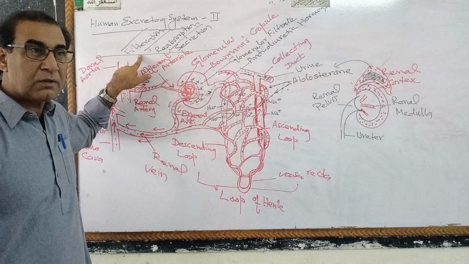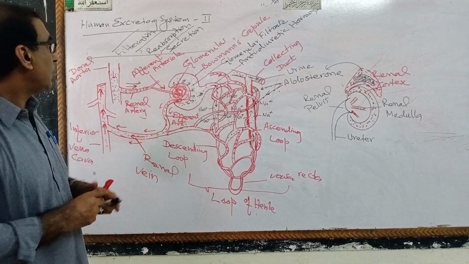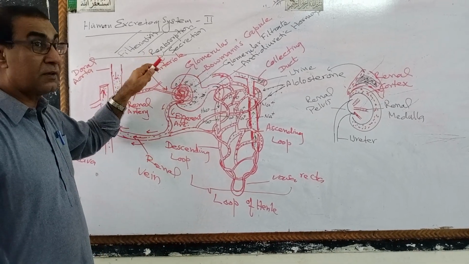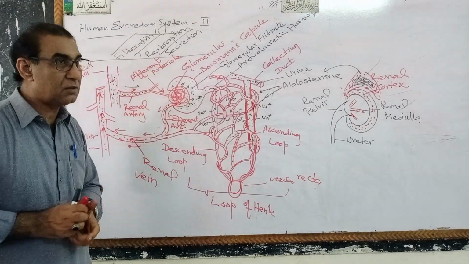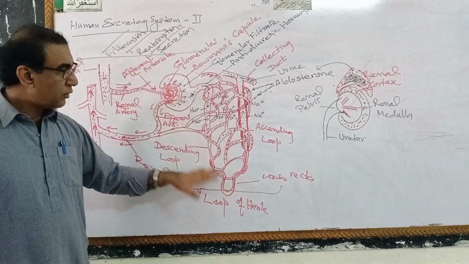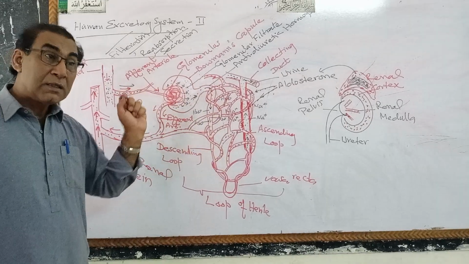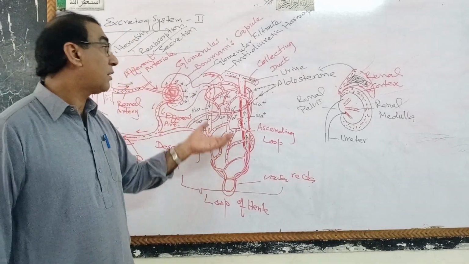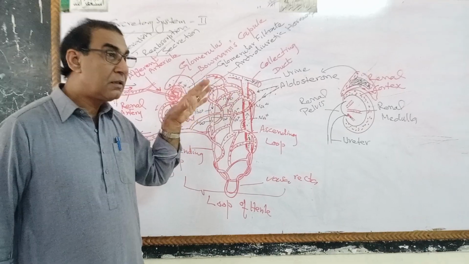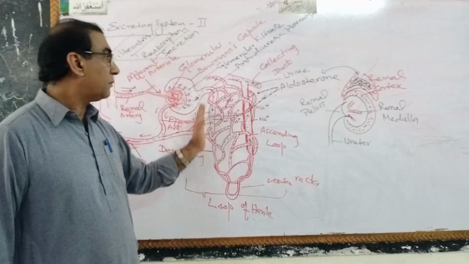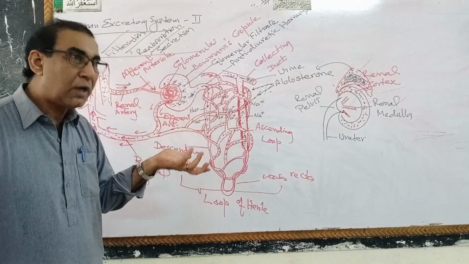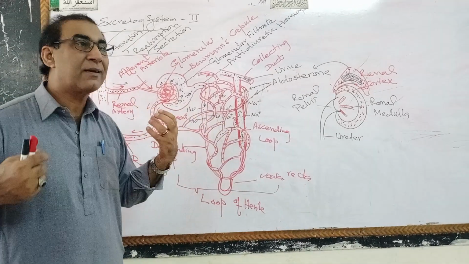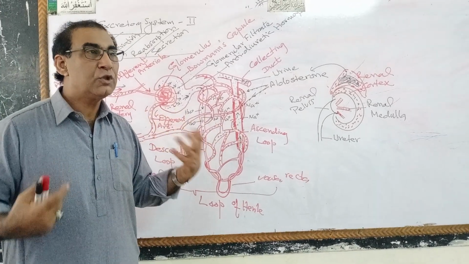We will try to summarize the three major functions of the nephron. One is filtration, the other is reabsorption, which takes place after filtration, and the third is secretion. These are the three functions which occur during this mechanism. The ultimate goal of this mechanism is the formation of urine. And why urine formation? Actually, we want to get rid of urea.